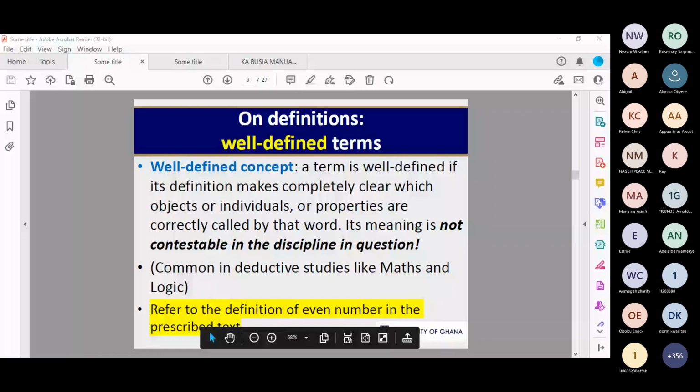So Chumesi, kindly read for us. Please touch your gadget. Okay, it's visible, Abby. A term is well defined if its definition makes completely clear.